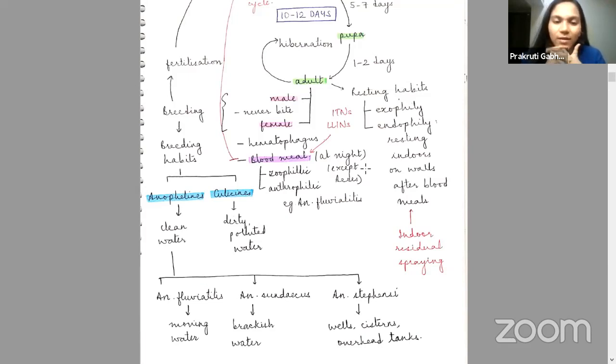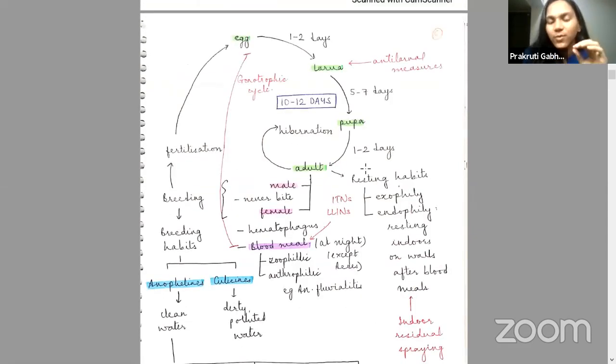And even among the Anopheles, Fluviatilis tends to breed in moving water. Sundaicus tends to breed in brackish water, and Stephensi, which is more popular in the urban areas, like we discussed, breeds in wells, cisterns, and overhead tanks. Now, the overall life cycle is of about 10 to 12 days.